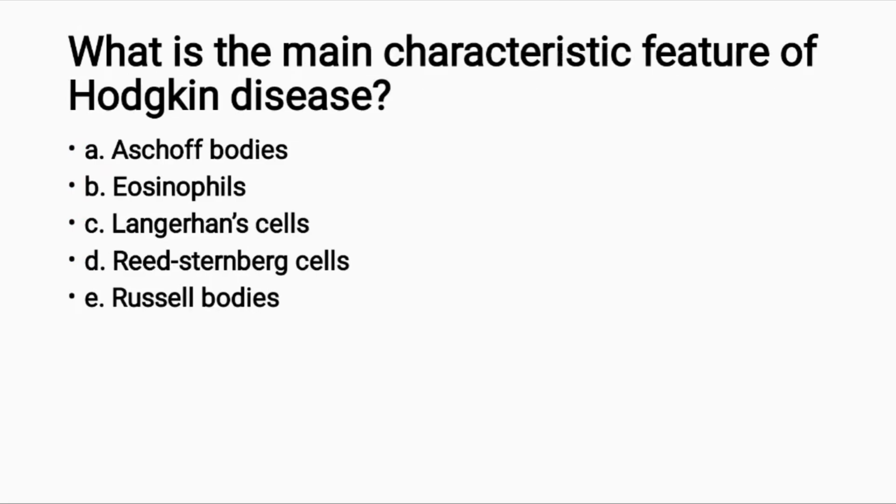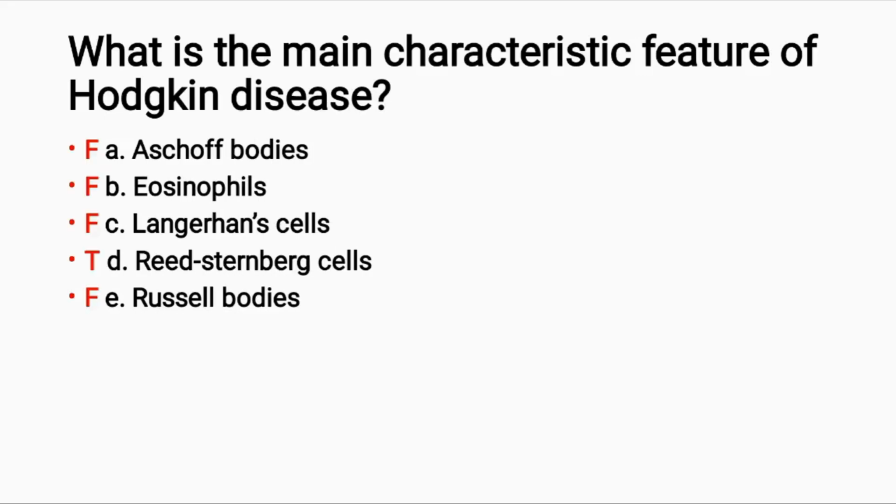What is the main characteristic feature of Hodgkin disease? Aschoff bodies, eosinophils, Langerhans cells, Reed-Sternberg cells, Russell bodies. The answer? Reed-Sternberg cells.